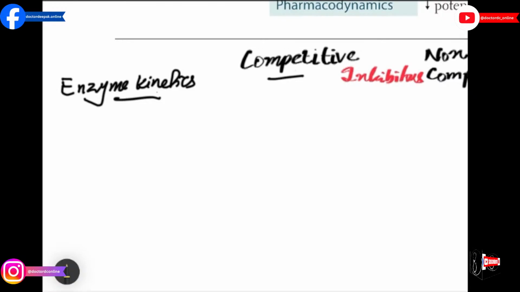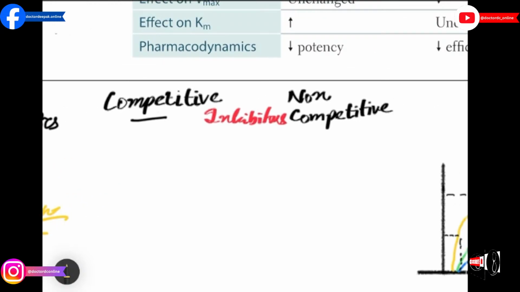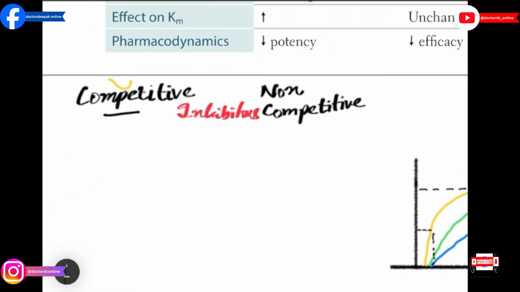Hi everyone, today we are going to start our new session of enzyme kinetics, in which we are going to study the types of inhibitors. As you know, there are two types of inhibitors, competitive and non-competitive inhibitors. The competitive inhibitors look like the substrate and they compete with the substrate for the active site.